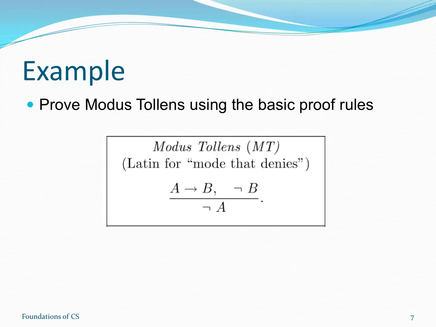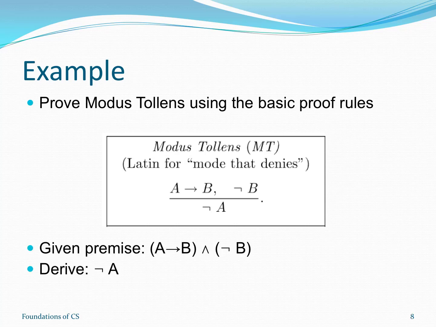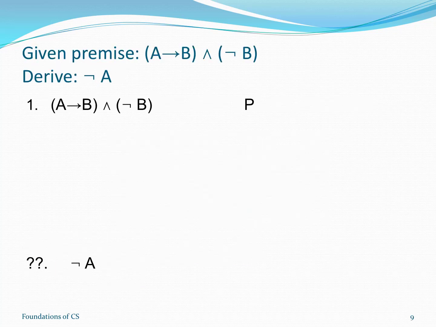Here's something else. Modus tollens is one of our additional derived rules. And what I want to do is prove modus tollens using just the basic proof rules, right? The plain old inference rules. So what am I asking you to do when I ask you to prove this? Well, I'm saying, given this premise, derive not A. So again, the question is, given this premise, derive this, right?